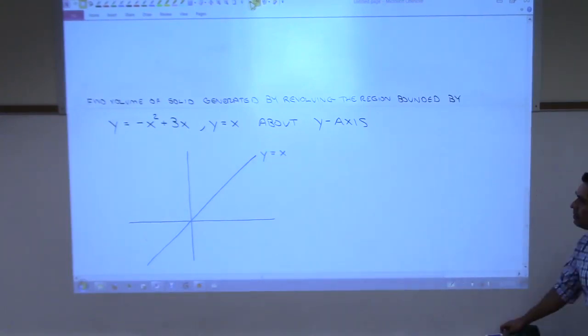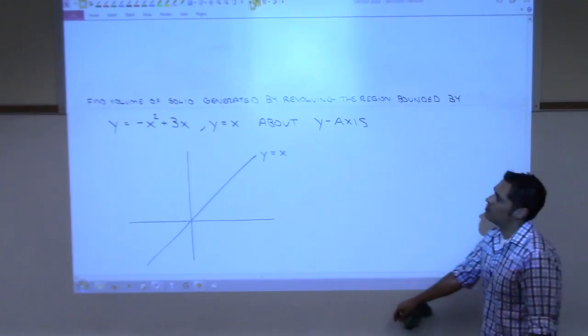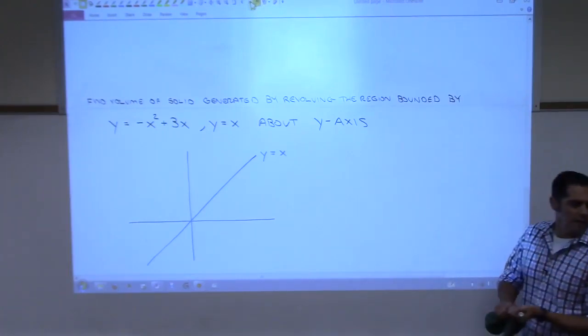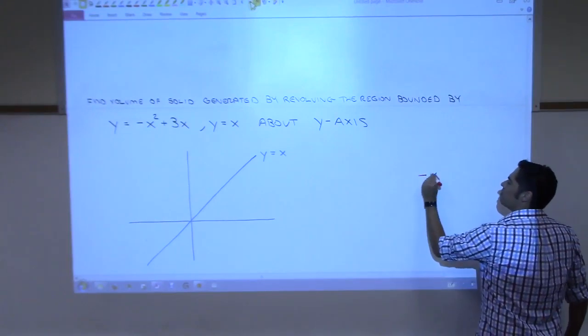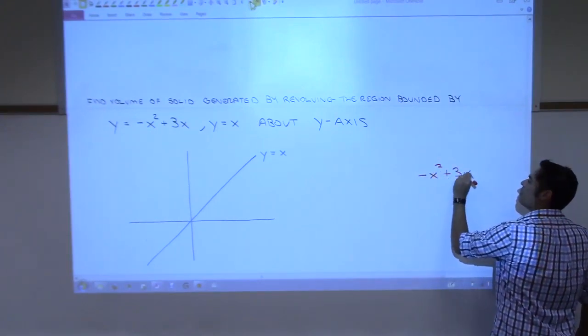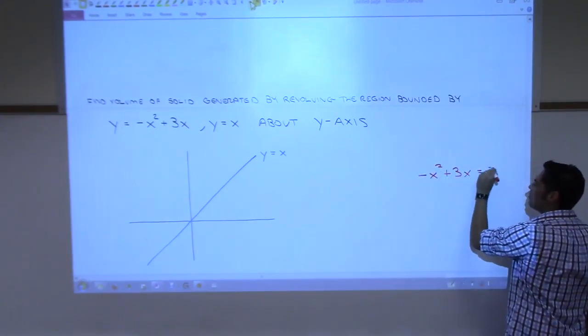Now what about that negative x squared plus 3x? How could I graph that? It's a parabola, right? Opens down. But I need some more information. How about I find its x-intercepts? Maybe that'll help me graph it. Find the x-intercepts of that. So set it equal to 0.